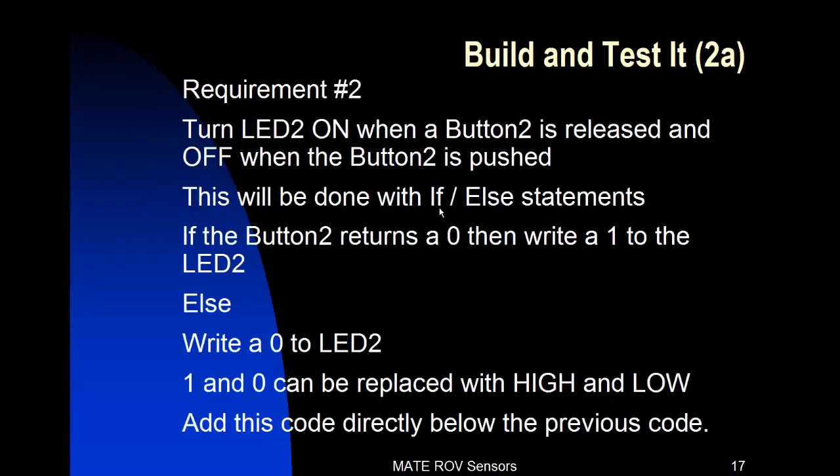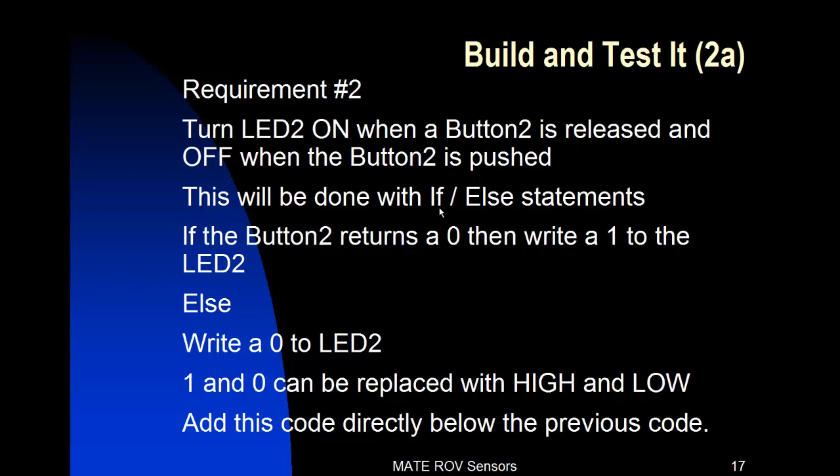We're going to turn LED number 2 on when button 2 is released and off when button 2 is pushed. This is just the opposite of requirement number 1. And this will be done with if/else statements. If button 2 returns a 0, then write a 1 to LED 2. Else, write a 0 to LED 2. The 1s and 0s can be replaced with high and low in your code, and add this code directly below the previous code that you did in requirement number 1.